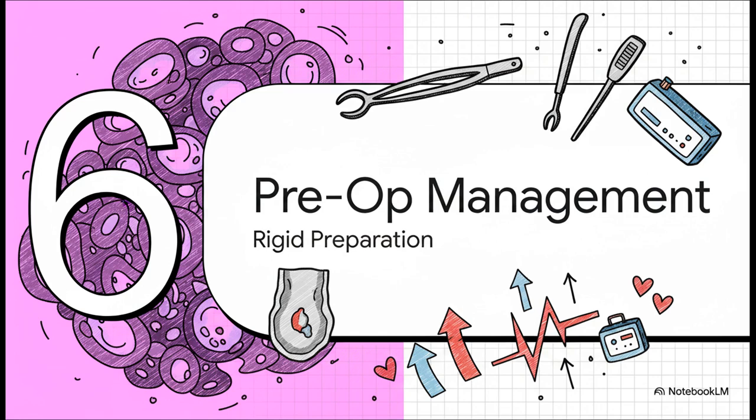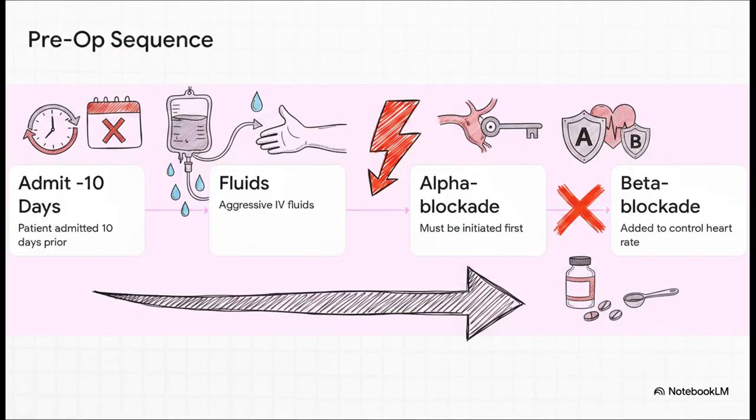Section 6, Pre-operative Pharmacologic Management. Let's look at the rigid preparation required here. Let's move to our final phase and see how this all builds to the operating room. The definitive treatment here is a laparoscopic retroperitoneal adrenalectomy.